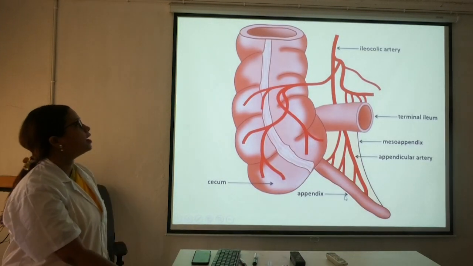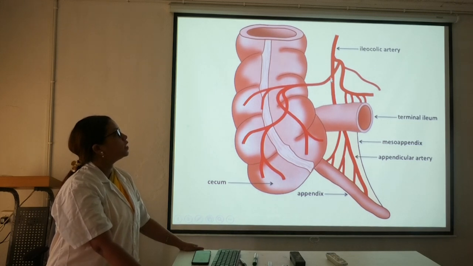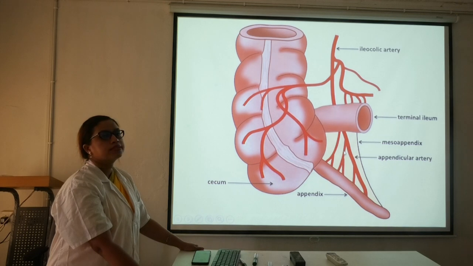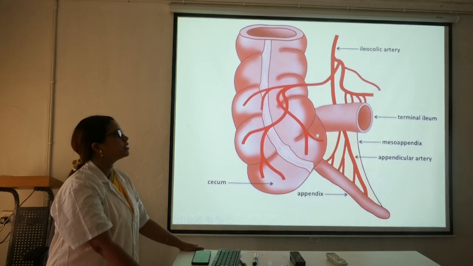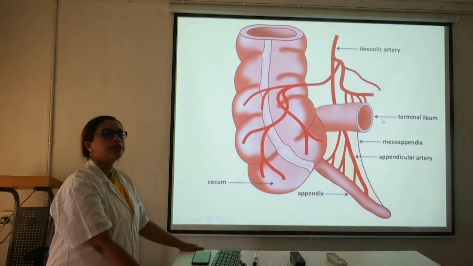You see, this is the artery. So you could see what is this? This is the ileocolic artery. From that, which artery is coming? That is the appendicular artery, the main branch. And what is this? This is the mesoappendix. What is in the middle of it? Mesentery. And see from where it arises? The back of, posterior to the terminal ileum.